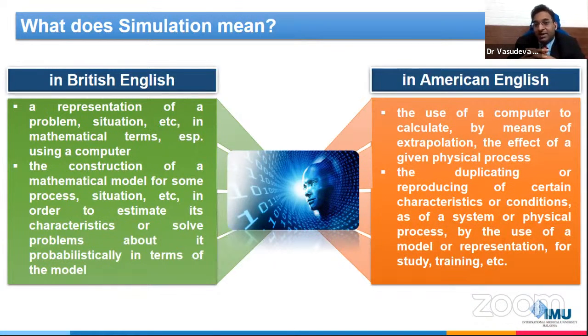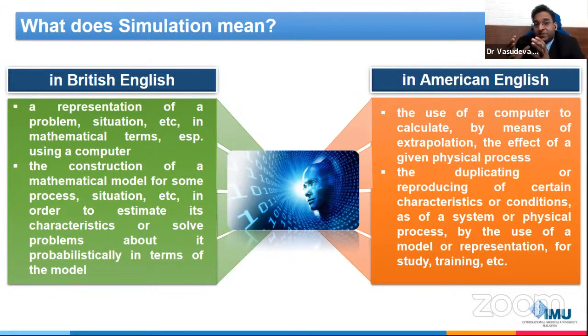And similarly, in American English, you can say the use of a computer to calculate by means of extrapolation the effect of a given physical process. So the extrapolation of a given physical process. This means that simulation is a mimicking process. Simulation is a mimicking process.